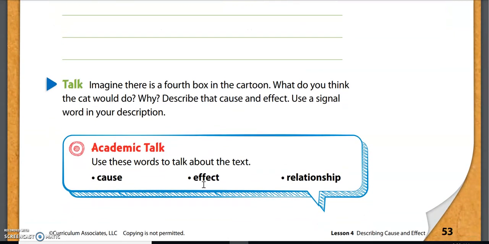Now, let's do a recap of what we've learned today. So, we decided to learn about cause and effect, and our I can statement was, I can define and use language related to cause and effect. We learned about cause and effect, we looked at a cartoon, and here are our power words. So remember, the cause is why something happened. The effect is what happened as a result of that cause. And the relationship is how the cause and effect are related.